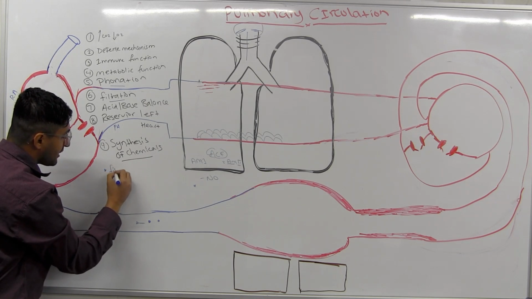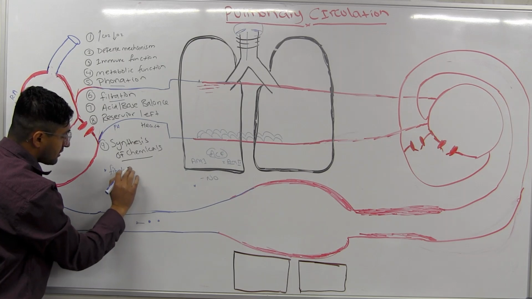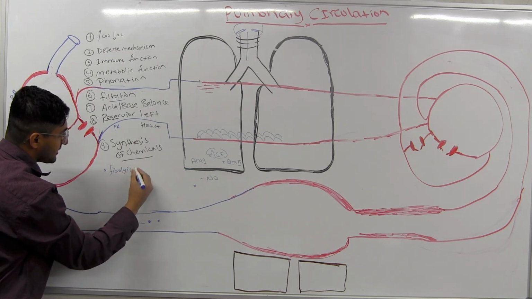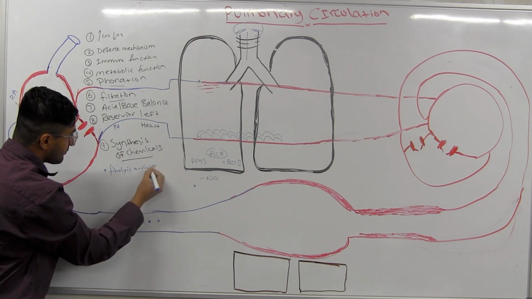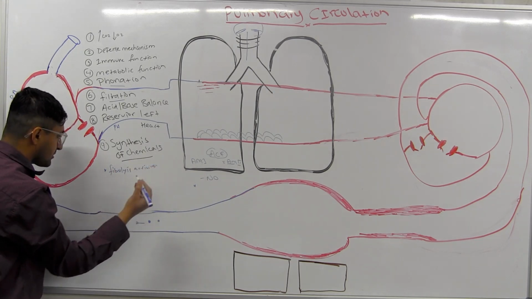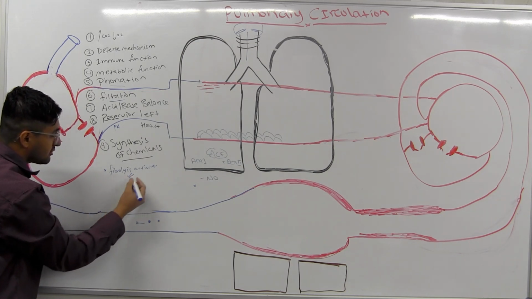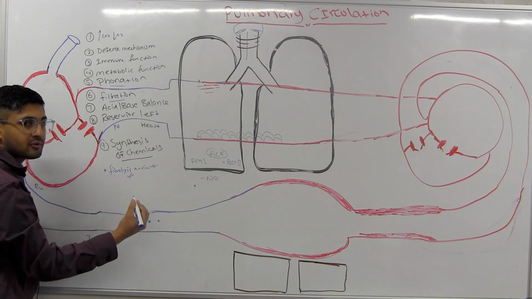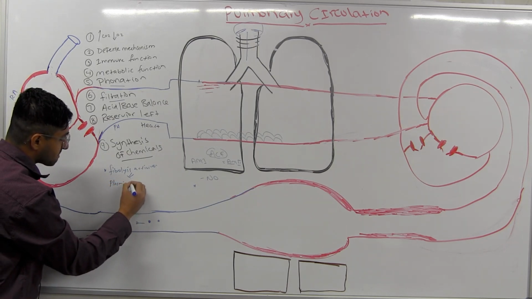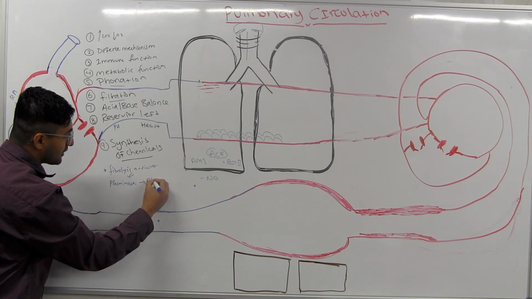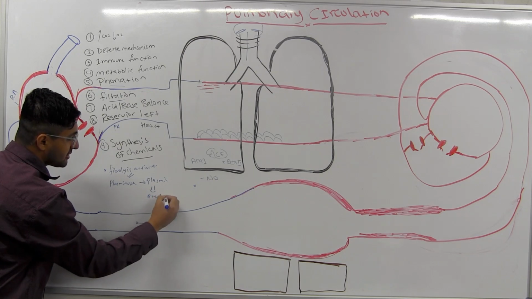fibrinolysis activator. Check the spelling, guys. Fibrinolysis activator, and what it does is convert your plasminogen into plasmin. And what are plasmins good for? They can break down the clot.